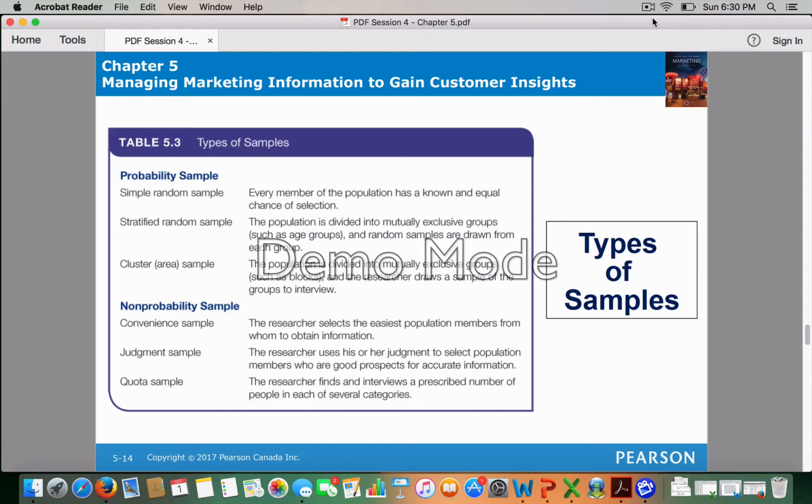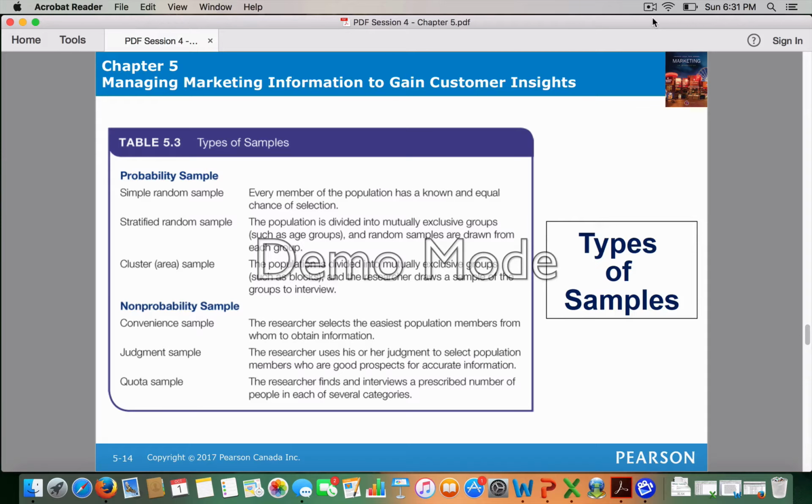So within probability sampling, you have simple random sampling, which means that every member of the population that you're interested in has a known and equal chance of selection. So for example, if you knew the cell phone numbers of every single person in Charlottetown, and you randomly selected the phone numbers out of a hat and you contacted those people, that would be a random sample.